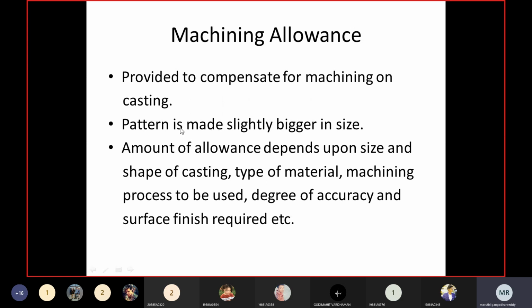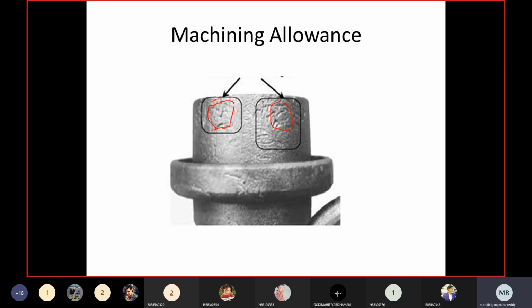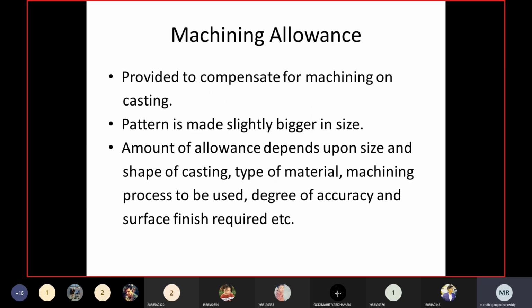we are providing a certain extra amount of material, say for example 2 to 3 mm. That means if the diameter of the shaft that is required is 20 mm, we are making it 22 or 23 mm. Why? Because that extra material we are removing by performing the grinding operation on the surface, so that we can get the surface finish as well as the dimensional accuracy. That means the pattern is made slightly bigger in size.